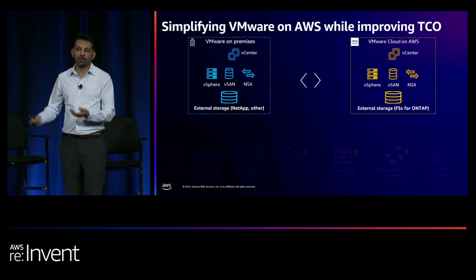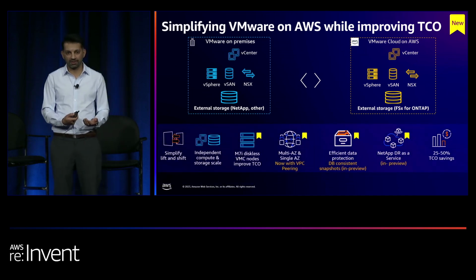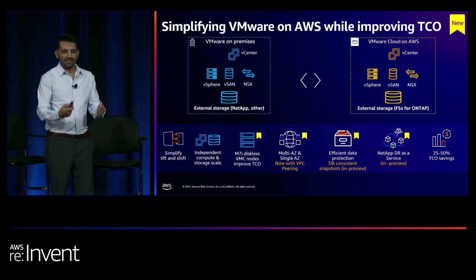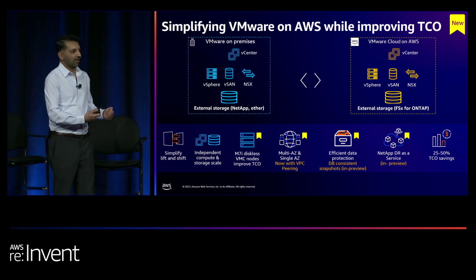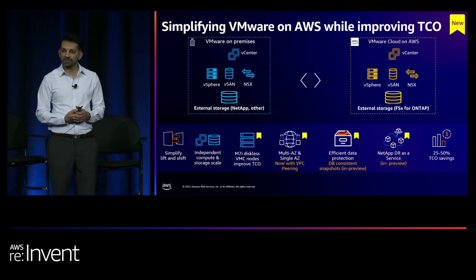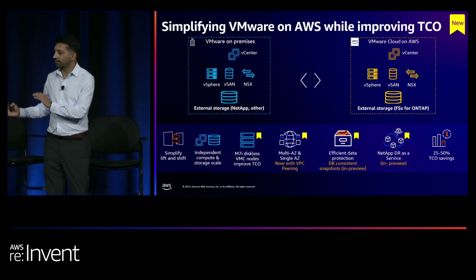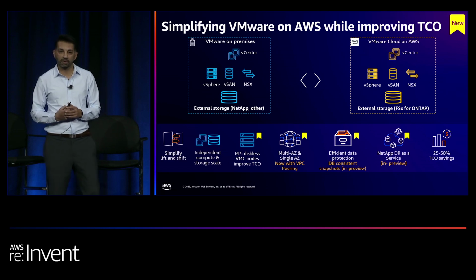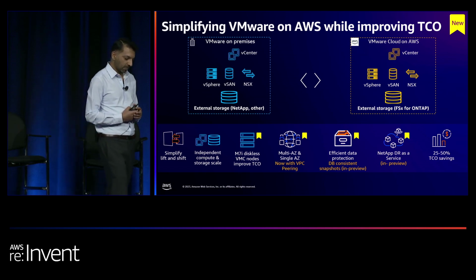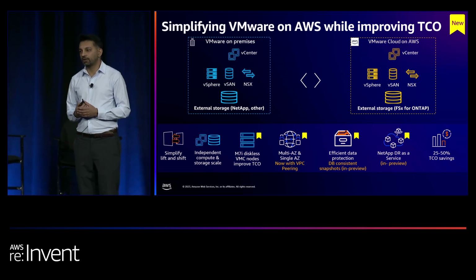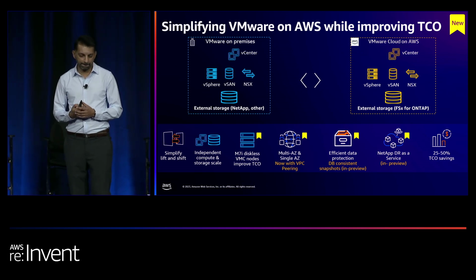And not only that, when you combine that with an enterprise storage, which customers have been using for decades now on-prem, and now that same storage, FSx for ONTAP, is available as an external data store with VMC, that's a very powerful combination to help our customers not only simplify that migration of VMware workloads from on-prem to AWS, at the same time really help them with lowering the total cost of ownership.